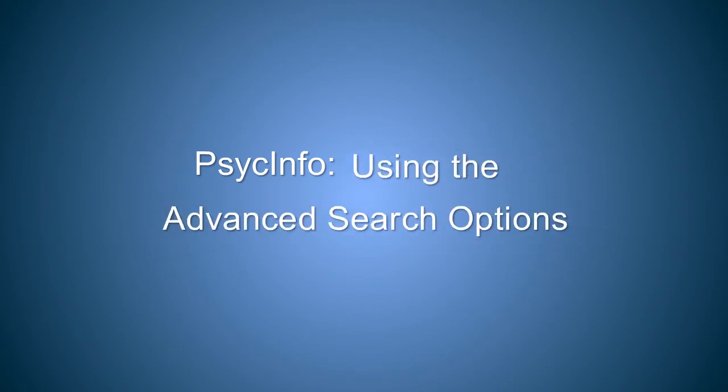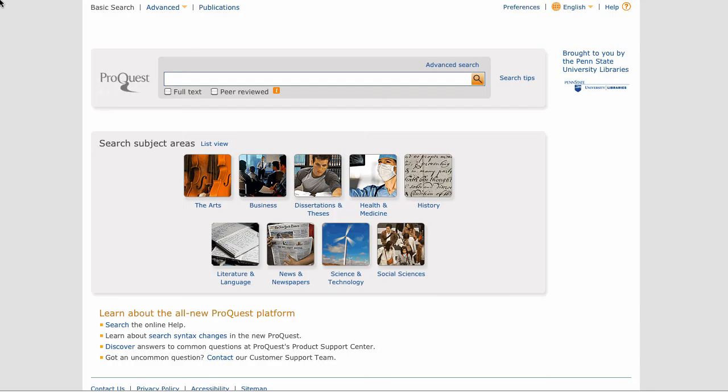This tutorial covers how to search for articles in PsycINFO using the options provided on the Advanced Search page. If you arrive at the basic search page with a single search box in PsycINFO, click over to Advanced Search for a full set of options.